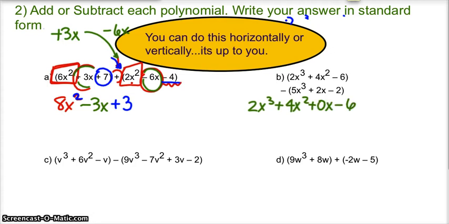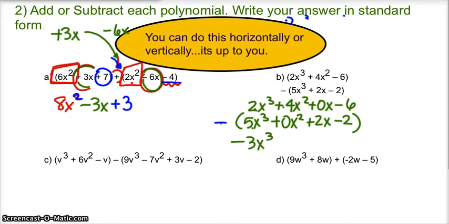I'm going to add in a 0x to represent the term that really isn't there, minus. Now they're vertically and they're all lined up. So 2 minus 5, 4 minus 0, 0 minus 2, and a negative 6 minus a negative 2.